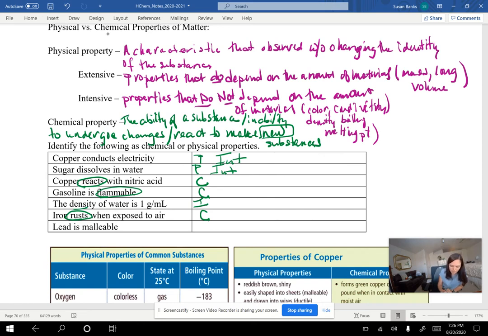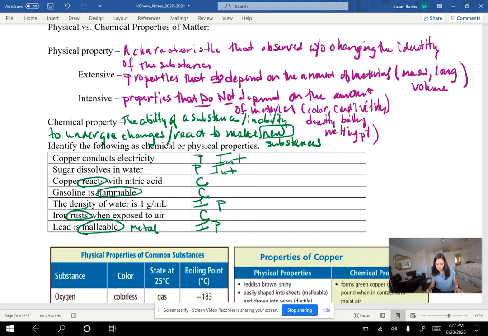Lead is malleable. This is probably a word that a lot of us are not familiar with. Malleable just means that I can bend it, I can shape it. Basically, metals are malleable because we can bend them, we can shape them, and they still don't break. So lead being malleable, that is an intensive physical property. I should put physical properties there.